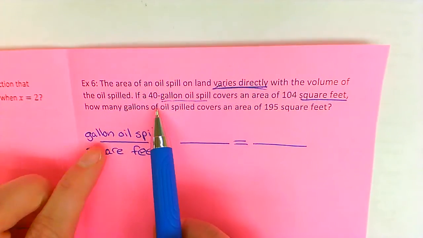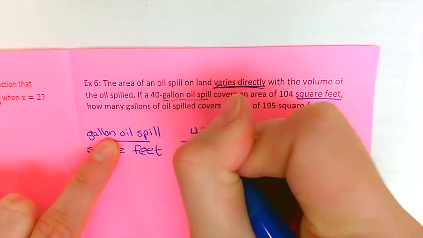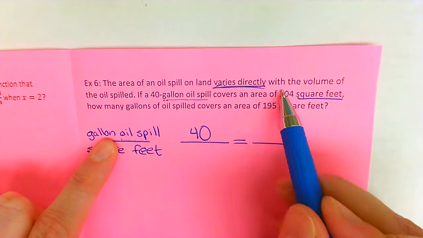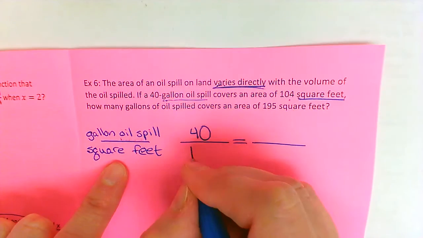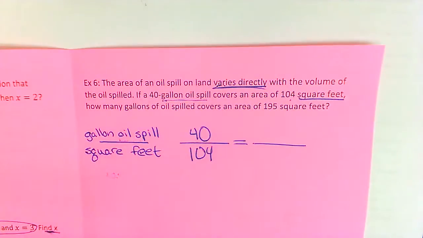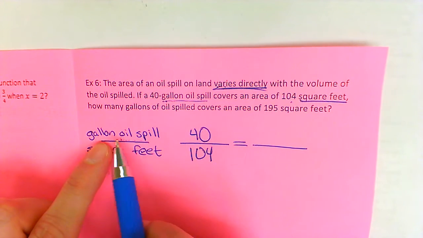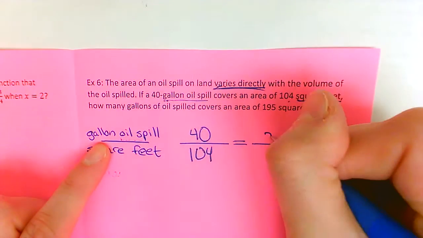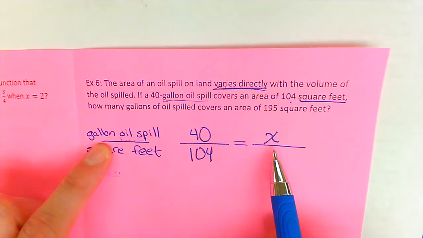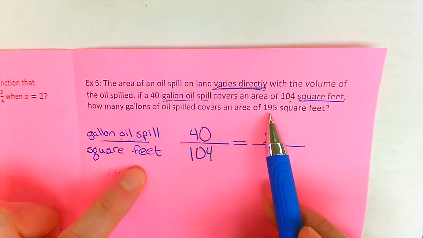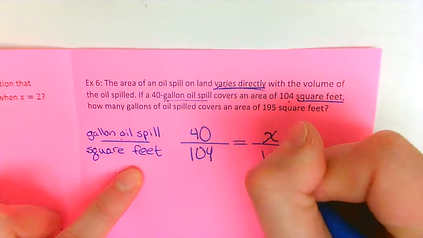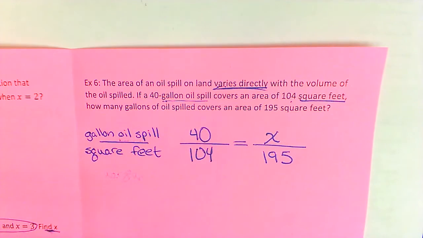Okay. The first one said the 40-gallon oil spill, so that one needs to be lined up with my oil spill, covers 104 square feet. So those 2 go together. Then on the other part, it said how many gallons of oil, so the gallons of oil is the one that I don't know on the second part. That's going to be my variable or my unknown. And this covers 195 square feet. So I'm going to put the 195 down here.